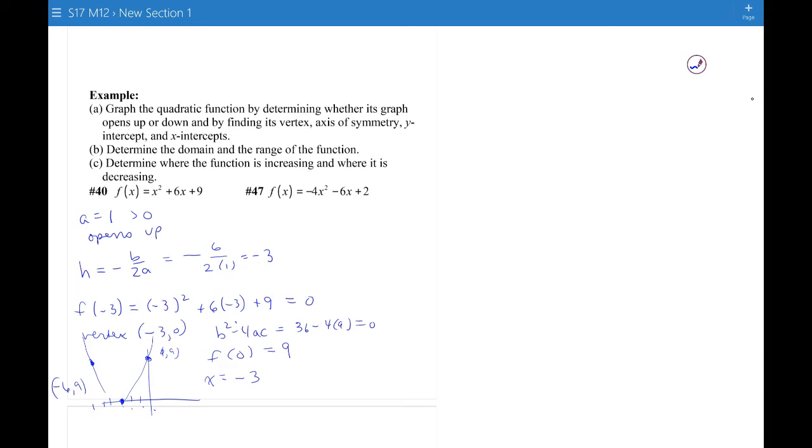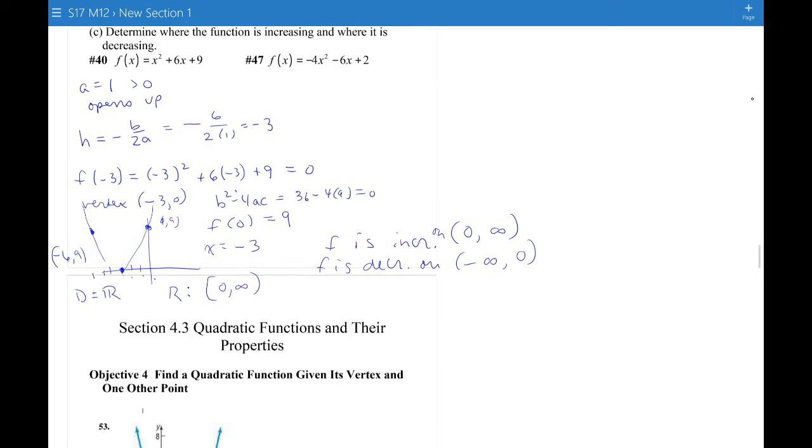So the domain and range, the domain of every parabola is always going to be real numbers, all real numbers. The range goes from 0 and continues upward forever. And then where is it increasing and decreasing? It's increasing on the interval where x is greater than 0, and f is decreasing on the interval where x values are negative, from negative infinity up to 0.